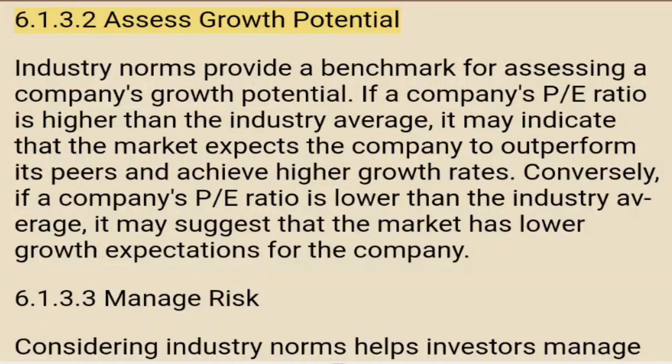6.1.3.2 Assess growth potential. Industry norms provide a benchmark for assessing a company's growth potential. If a company's P/E ratio is higher than the industry average, it may indicate that the market expects the company to outperform its peers and achieve higher growth rates. Conversely, if a company's P/E ratio is lower than the industry average, it may suggest that the market has lower growth expectations for the company.